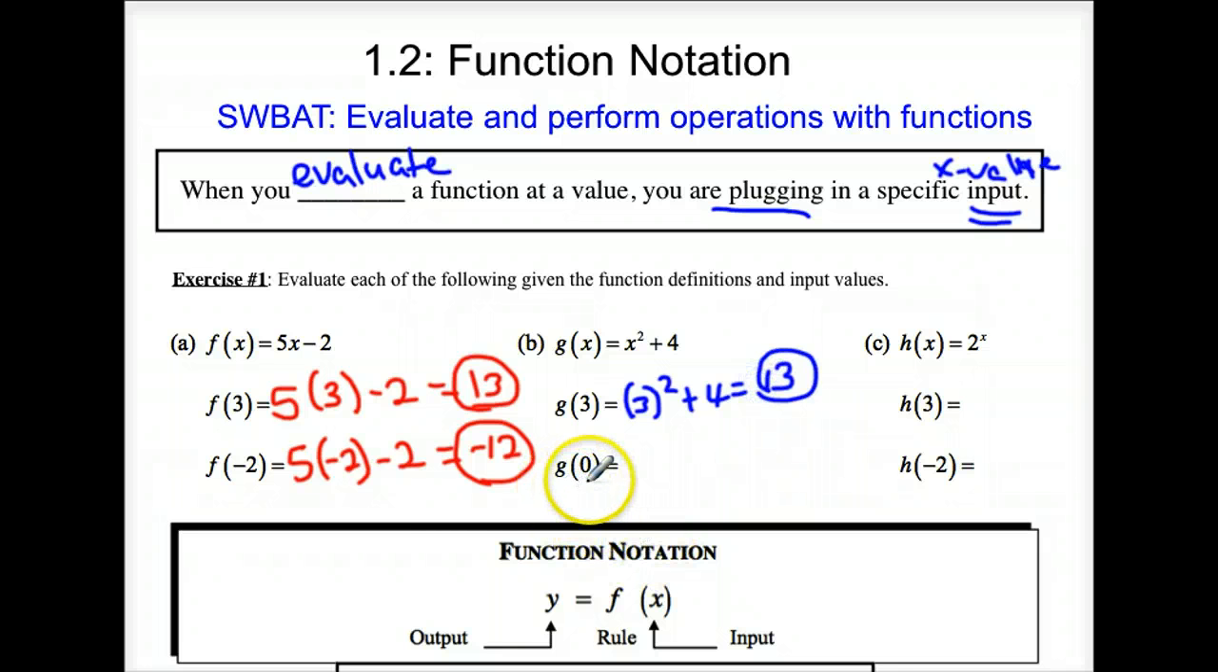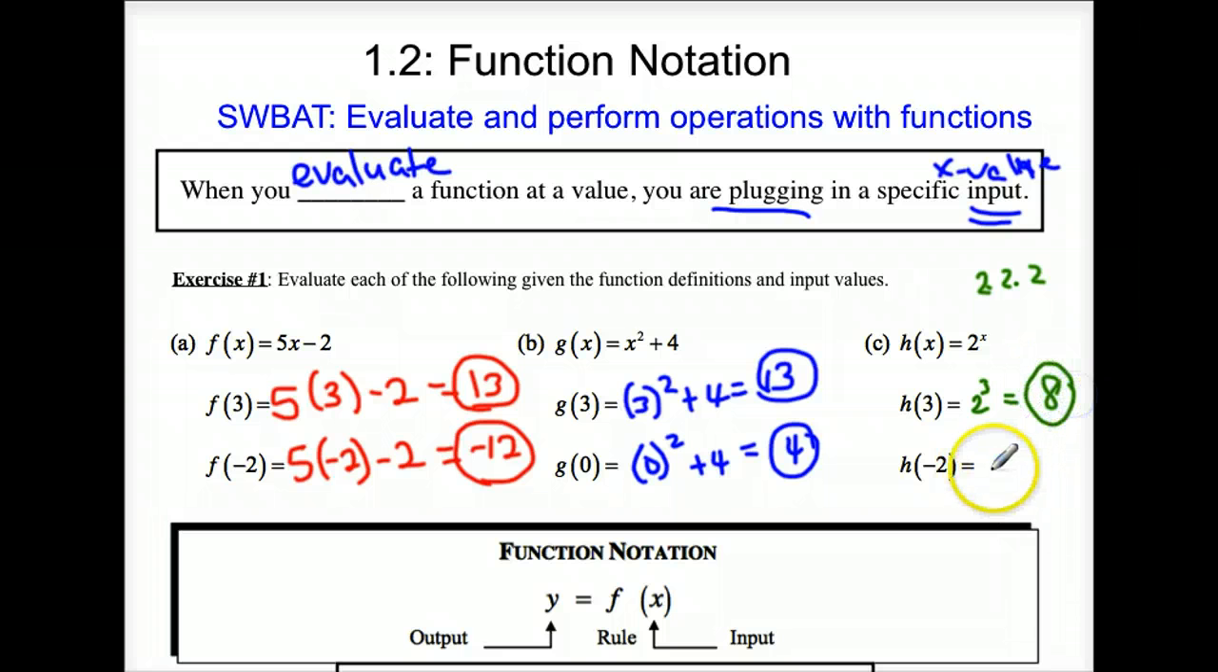Find g of 0. Wherever I see x in my g function, I'm going to replace it with 0. This becomes 0 squared plus 4. 0 squared is 0 plus 4 is 4. Excellent. Now I'm given h of x is equal to 2 to the x power. So I'm using my h function and I want to find h of 3. So this becomes 2 to the third power, which is 2 times 2 times 2. 2 2's 4, 4 2's 8.